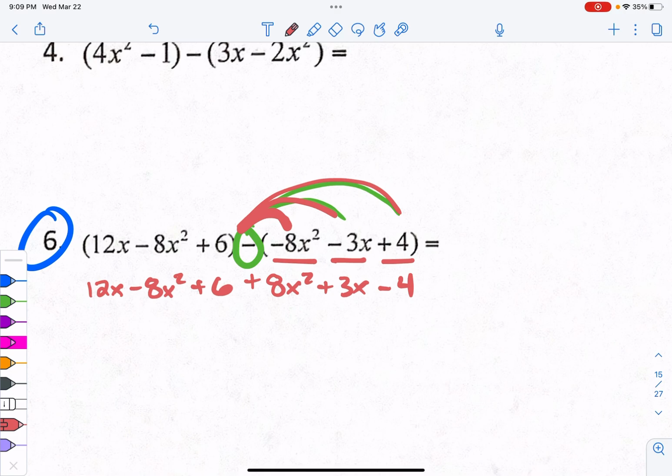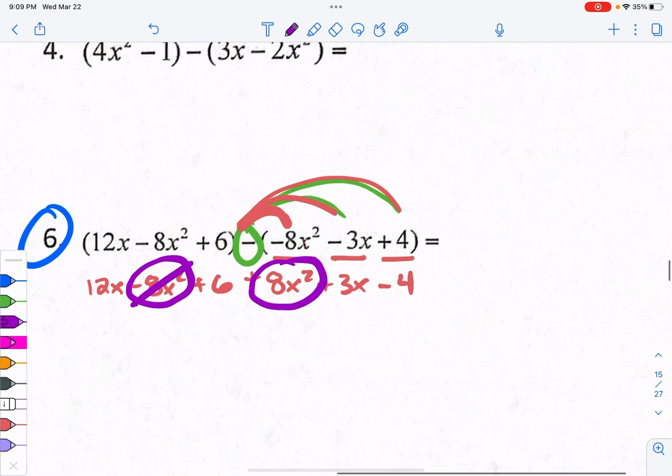Okay, so everything that is behind the negative symbol flips a sign, and then we just have to combine like terms. My highest power is negative 8x squared and positive 8x squared, and those are going to cancel each other off, and so we don't have an x squared term.